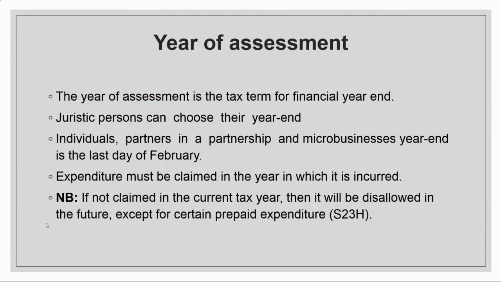Years of assessment, that is your tax year of assessment. So for juristic persons, that's your companies, your CCs, your trusts, they can choose their year end. Whereas individuals and partners and partnerships, as well as micro businesses, their year end is the last day of February. Okay, remember, you can only claim expenditure that was actually incurred. And if you have not claimed it in the current tax year, so you forgot about that amount, you are not allowed to claim it in the following tax year unless it is a prepaid expense, which has its specific rules.